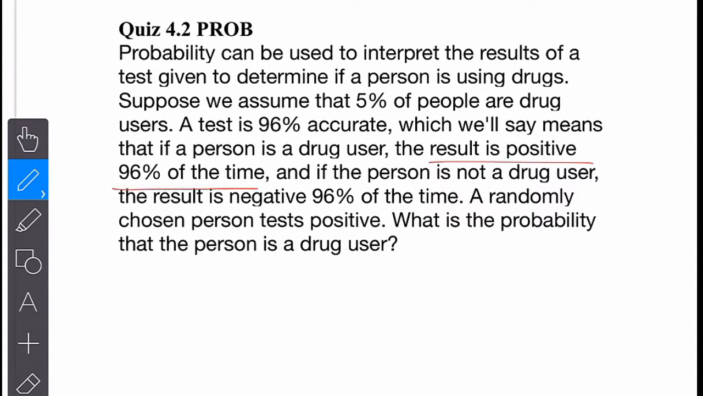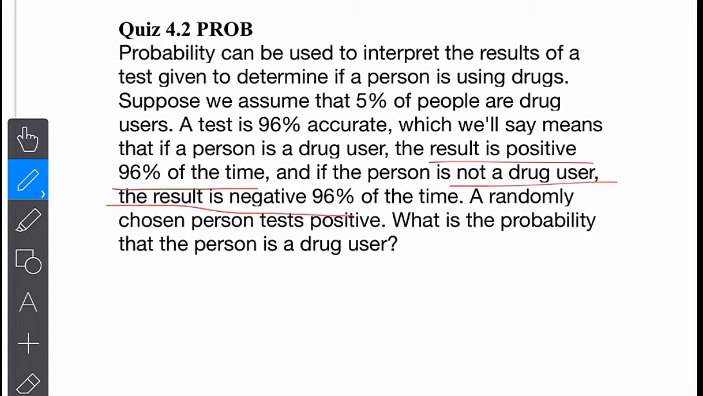And it gives you accurate negatives 96% of the time. A randomly chosen person tests positive. What is the probability that the person is actually a drug user? So this is a problem using Bayes.